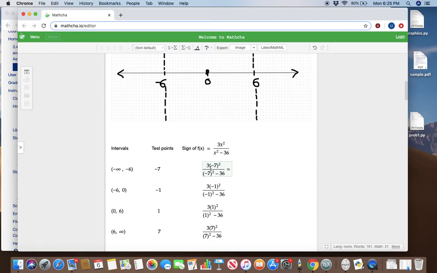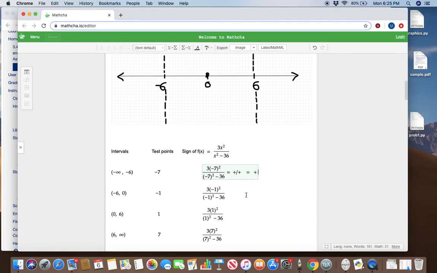What happens to the numerator? Negative 7 is going to be squared. That gives me a positive. Positive times positive is a positive. So numerator gives me positive. Denominator, negative 7 quantity squared gives me 49, positive 49 minus 36. So this is also a positive. So I'm going to get a positive over a positive. Positive over a positive is a positive. Aha, so that's good. What does that tell me? That tells me I am positive here.